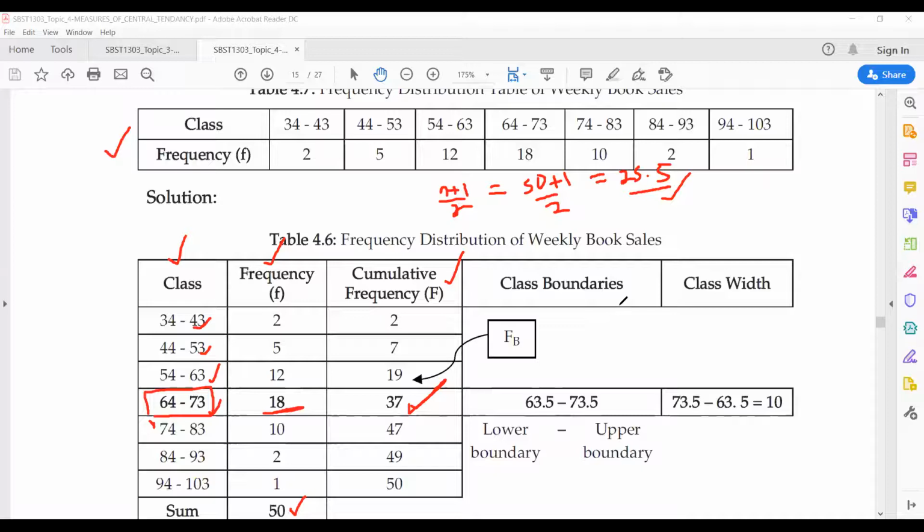Then you find the class boundaries of the median class. That will be 63.5 and then 73.5. Find the class width. That is the difference between the boundaries. That will give us 10, okay? So we are almost done. We have C. We have the lower boundary, LB, here. In the formula, this is LB. You have your C, you have your N plus 1 over 2. And then what about the frequency before the median class? This is the cumulative frequency before the median class. It's 19, okay? So FB is 19. And then the frequency of the median class itself, that is FM, is what? It's 18, okay? Good.